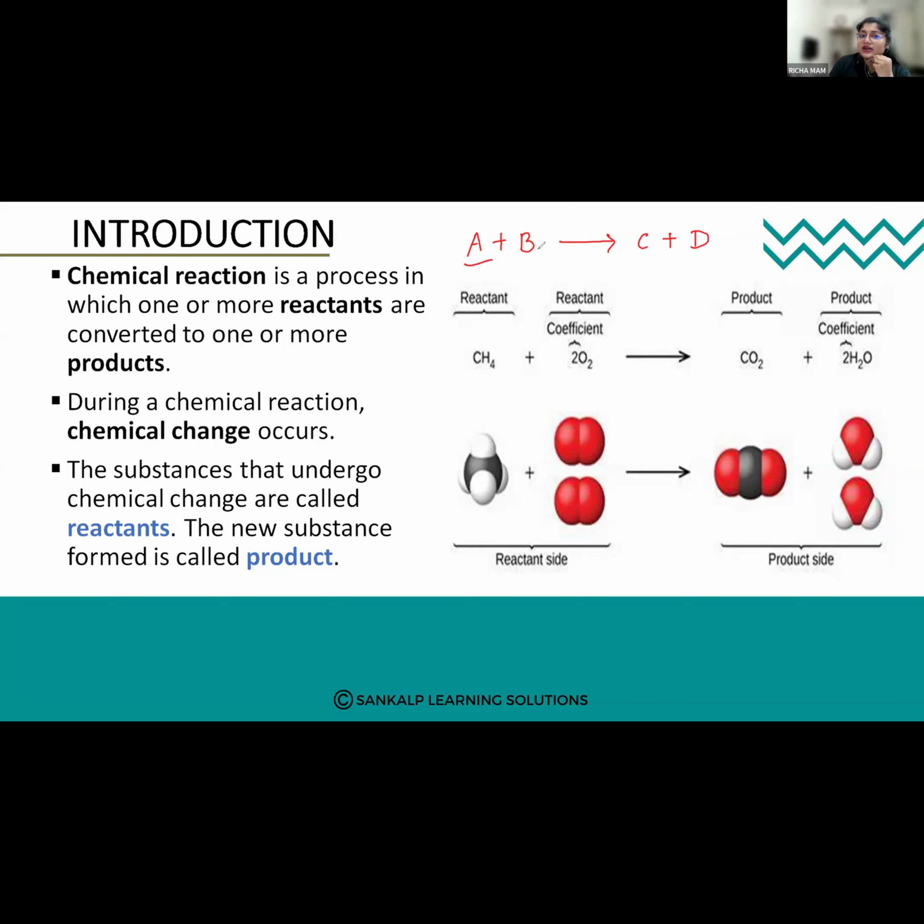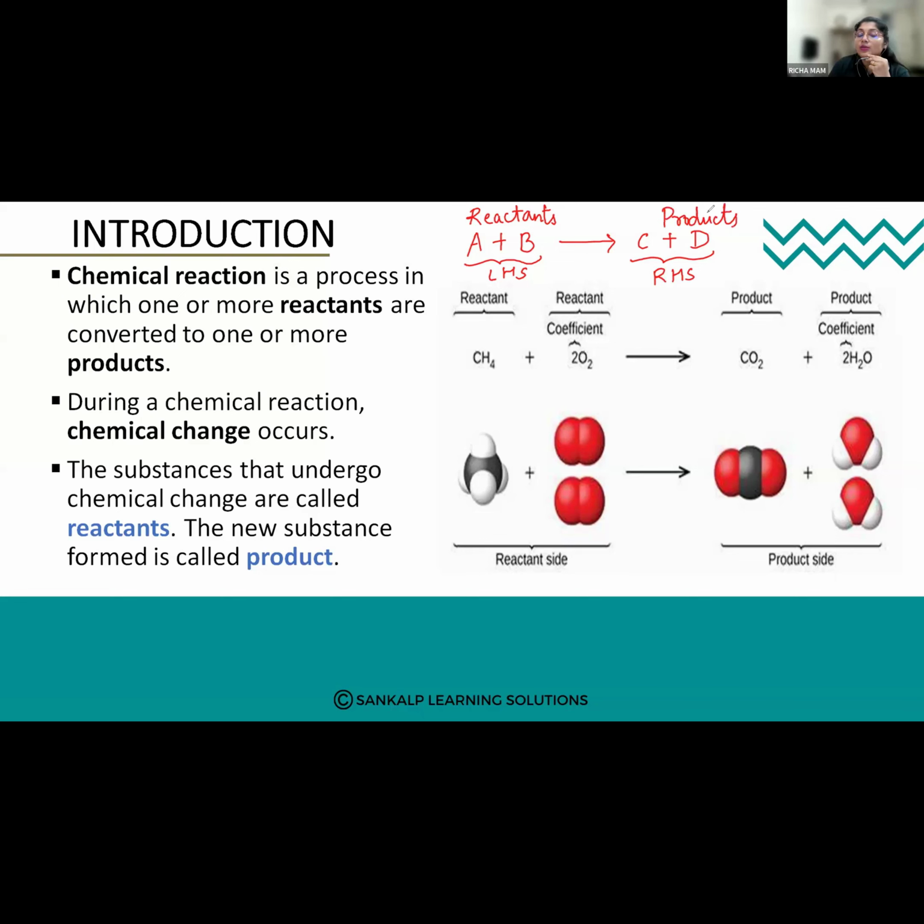Okay, so A and B are reacting to give you C and D. The ones on the left hand side are called the reactants. A and B react with each other to give you C and D, and on the right hand side, these are called the products.